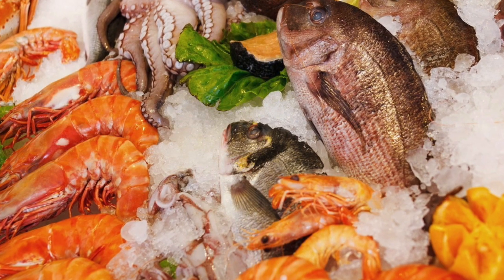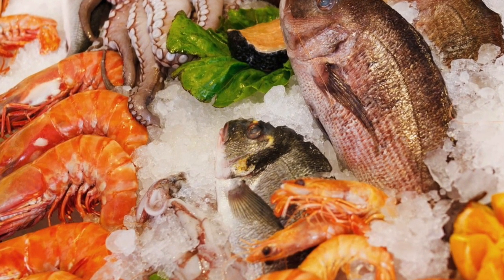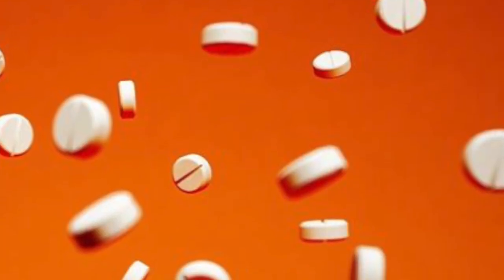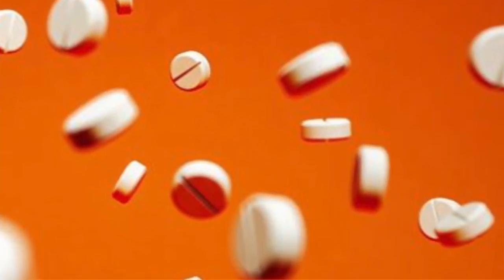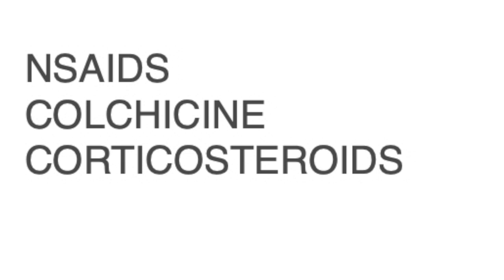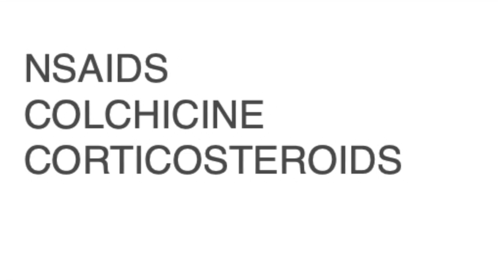Acute flares are often brought on after patients have either eaten certain foods or they have not taken their medications, and so if they're in an acute flare of gout, they're usually placed on things like NSAIDs, colchicine, and corticosteroids. They are also instructed to continue their allopurinol as well.